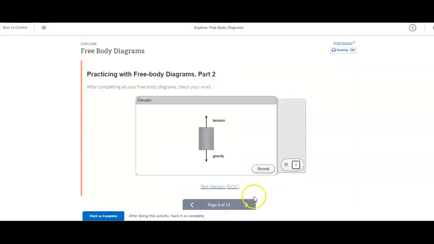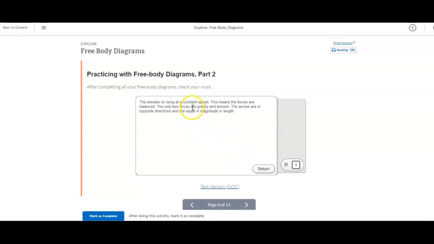All right, so practicing those after completing your diagrams, check your work. So this is what the elevator would look like. The elevator is rising at a constant speed. That means the forces are balanced. The only two forces here are gravity and tension. So the arrows are in the opposite direction, and they're equal in magnitude or length.